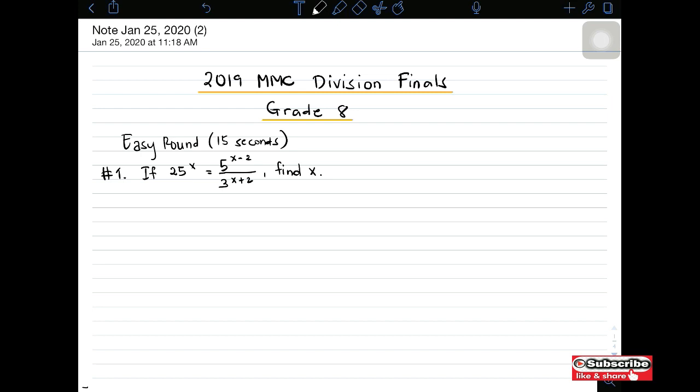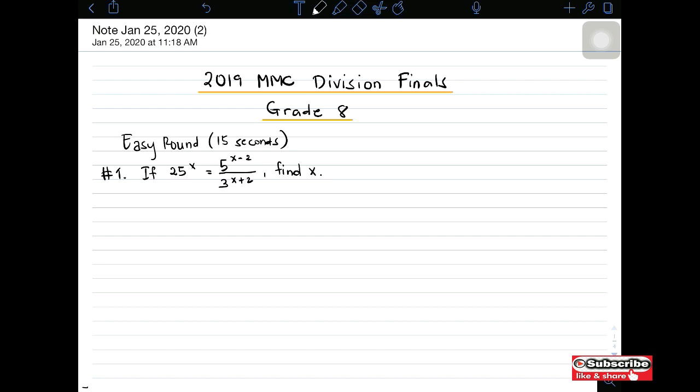So let's start with number 1. Number 1, if 25^x is equal to (5^(x-2)) over (3^(x+2)). The task here is to find the value of x. Dito, sa akin nahihirapan ako rito. Since ito ay 15-second question, by inspection, we need to do something about it.